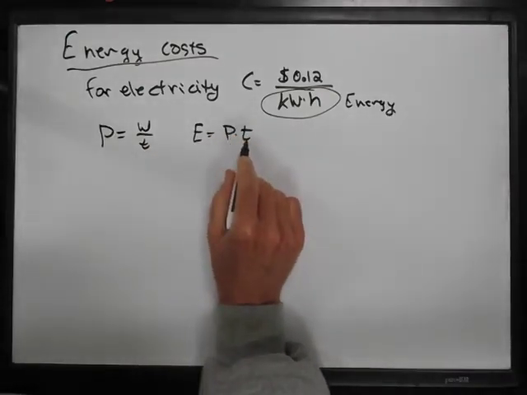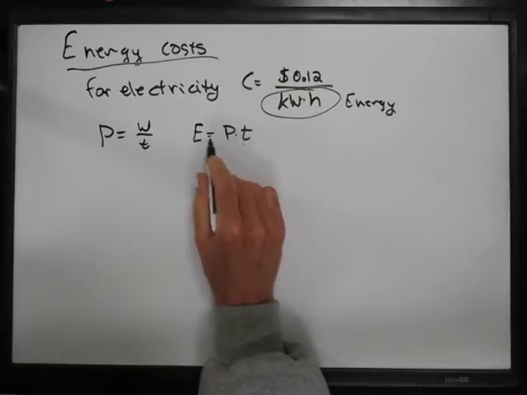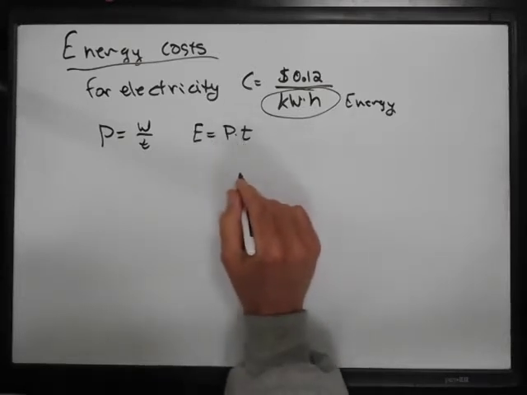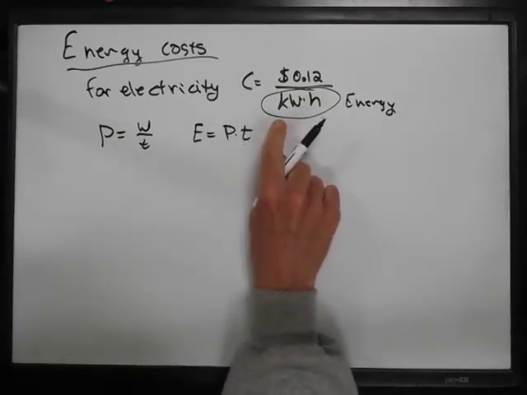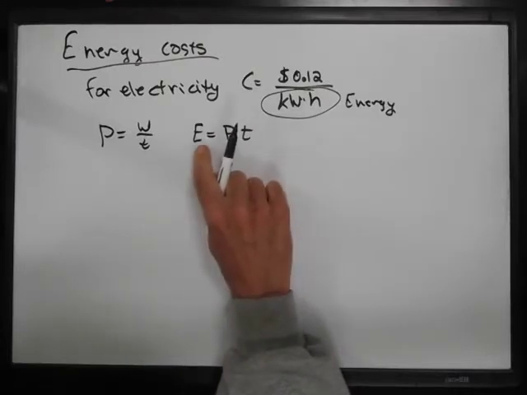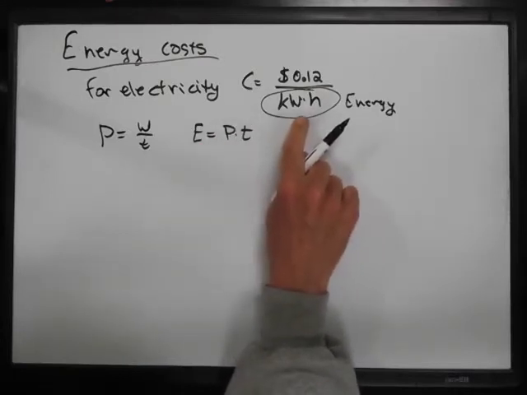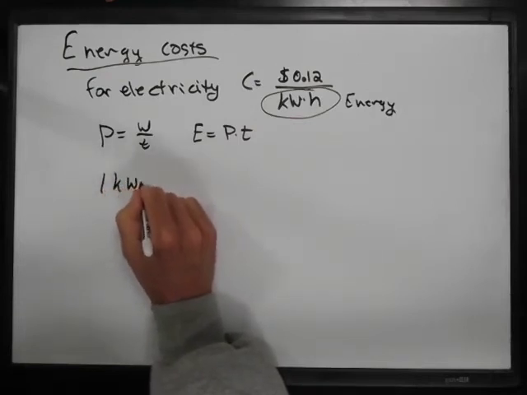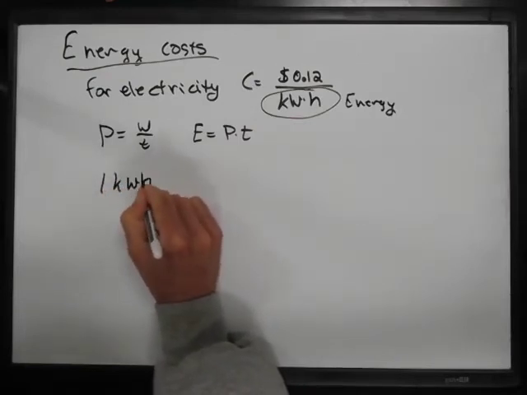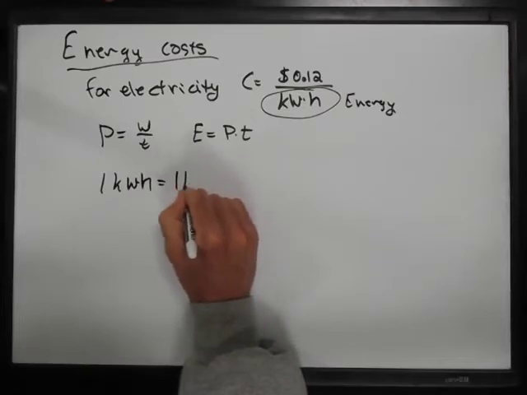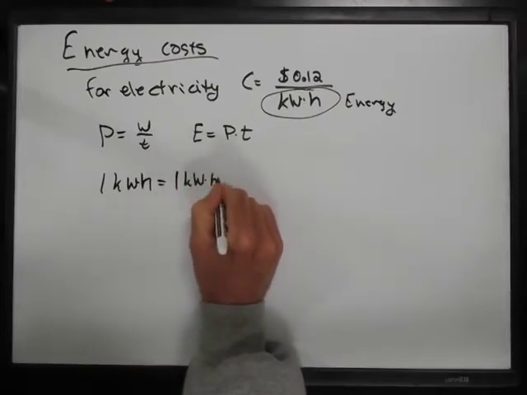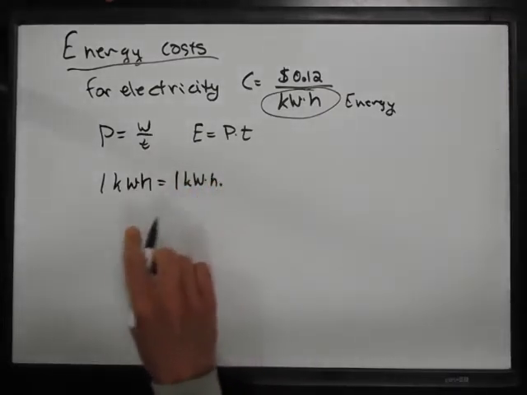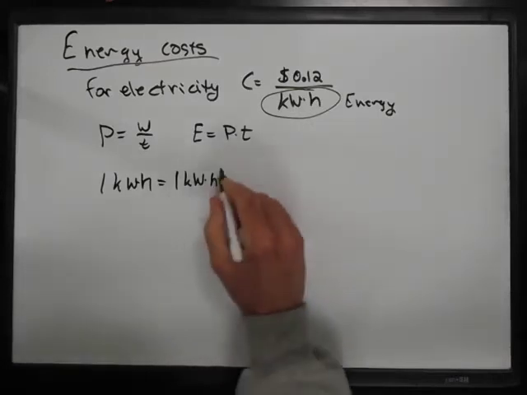So it's watts times seconds or something like that. But we can do it in joules if we wanted to. But this is just another unit of energy. So we can say, 1 kilowatt hour is equal to 1 kilowatt hour. And we're just going to convert this into joules and see how many joules it is, right?